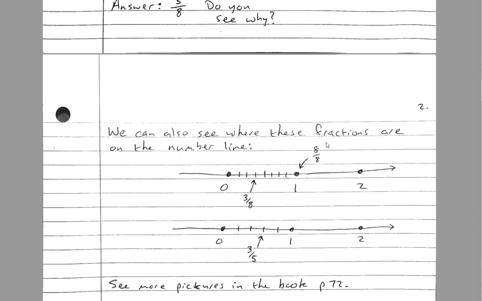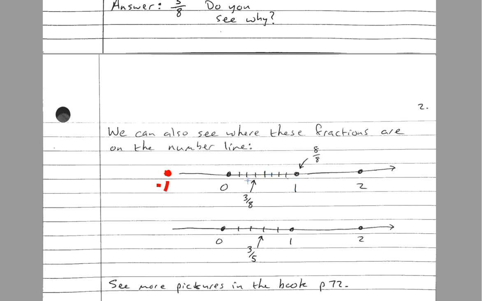Okay, another way to picture these fractions is on the number line. So here's the number line. We've got the whole numbers we're used to at 0, 1, 2. Over here would be -1. Okay, so where are the fractions that we've been looking at? Well, 3/8 is between 0 and 1. It's between those whole numbers. And in fact, it's 3/8 of the way from 0 to 1.